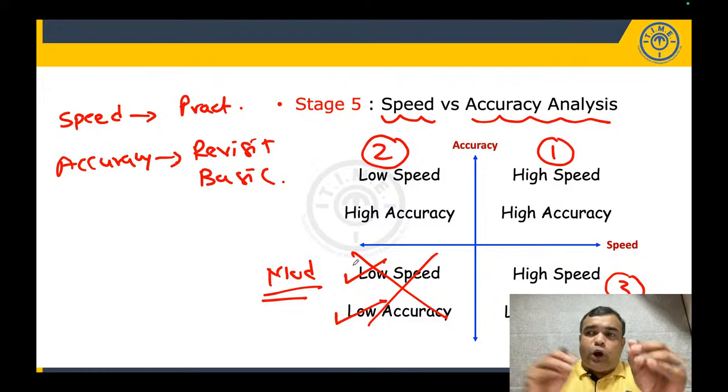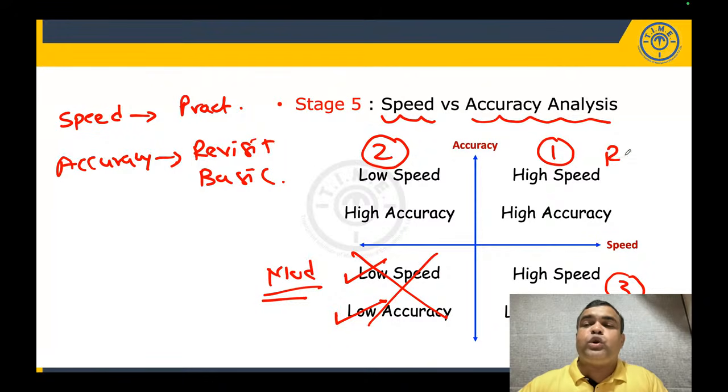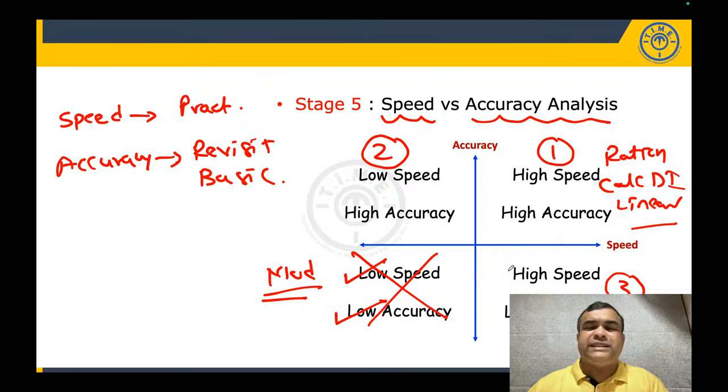Okay, so हर एक टॉपिक को इन चार एरियाज में कैटेगराइज करो. So I might say, okay, ratio questions are here. I can say, okay, calculation based DI is here. I can say, okay, linear arrangement के questions are here. Example के लिए बोलना, low speed high accuracy probably reading comprehension मेरा low speed high accuracy है.